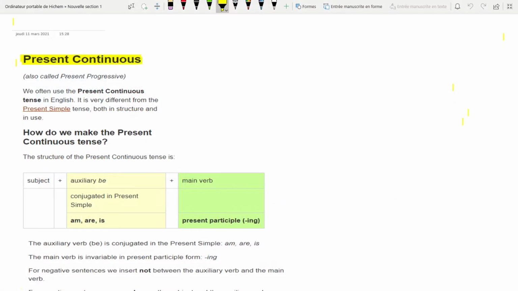With that being said, we shall start with the present continuous. The present continuous is also called the present progressive, so you can find it in two names. Okay, so it's either continuous or progressive. And we often use the present continuous tense in English. Okay, and you should know that it is very different from the present simple tense, both in structure and also in use. Right, now, how do we make the present continuous tense?